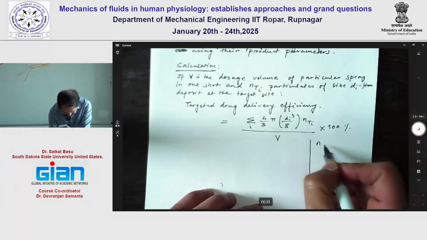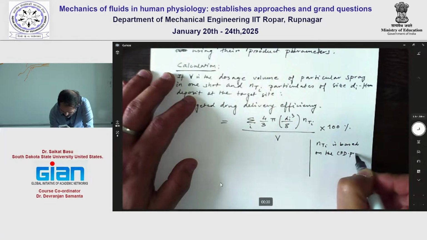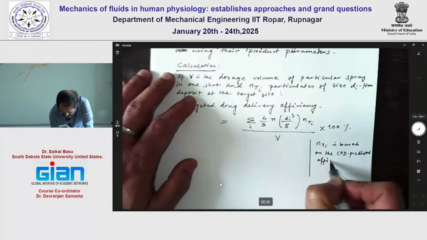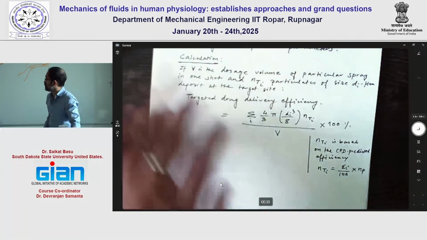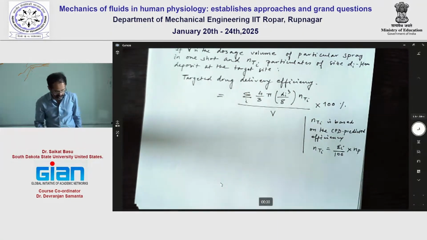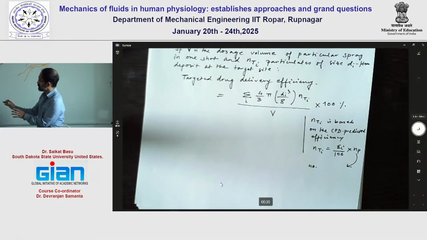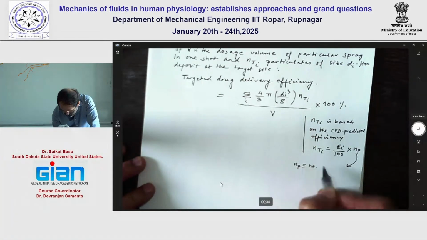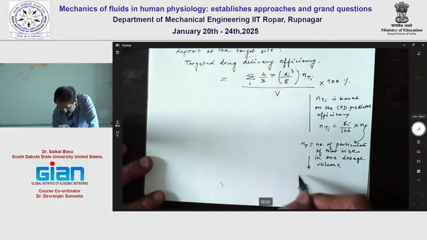So this N_Ti is based on the CFD predicted efficiency, where N_Ti is epsilon_i over 100 times N_P. And we saw this epsilon_i derived from the 10 micron yesterday in our work. And this N_P is the number of particulates of that size present in one single dosage volume. And that comes from experimental data again. So N_P is the number of particulates of that size in one dosage volume. And hence this is related to the product's particulate size distribution.